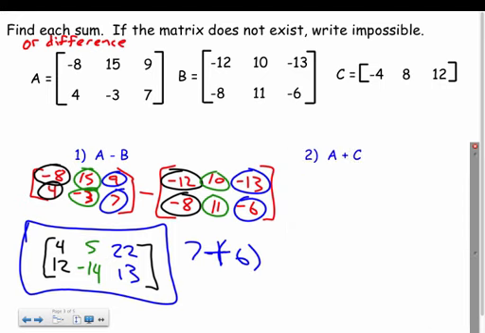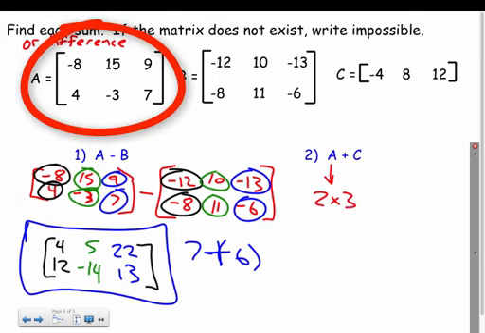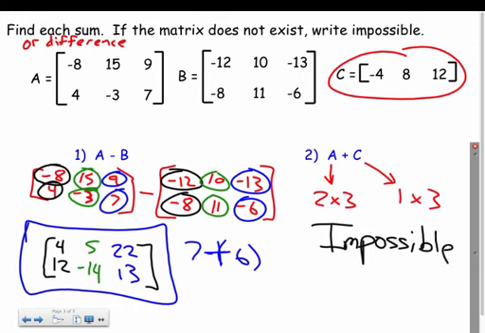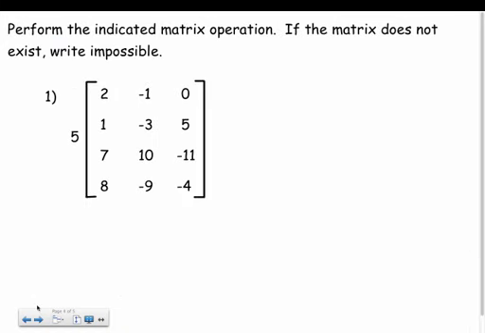How about this? I want to try to add A plus C. Well, if you notice, A is a 2 by 3, and C over here is a 1 by 3. There are two different types of matrices. So do you think I could add those together? Nope, can't add them together. So I would state that this is impossible. They have to be the exact same dimensions in order to add or subtract them. And if they are, just do it element by element.